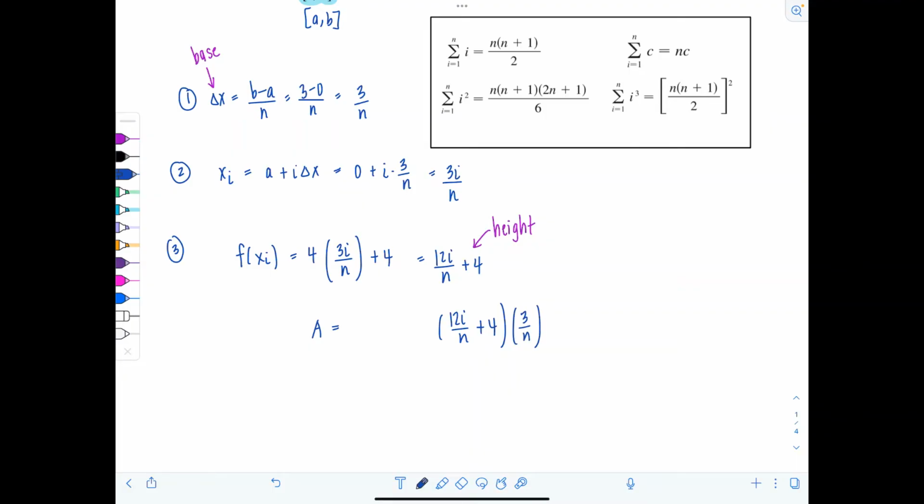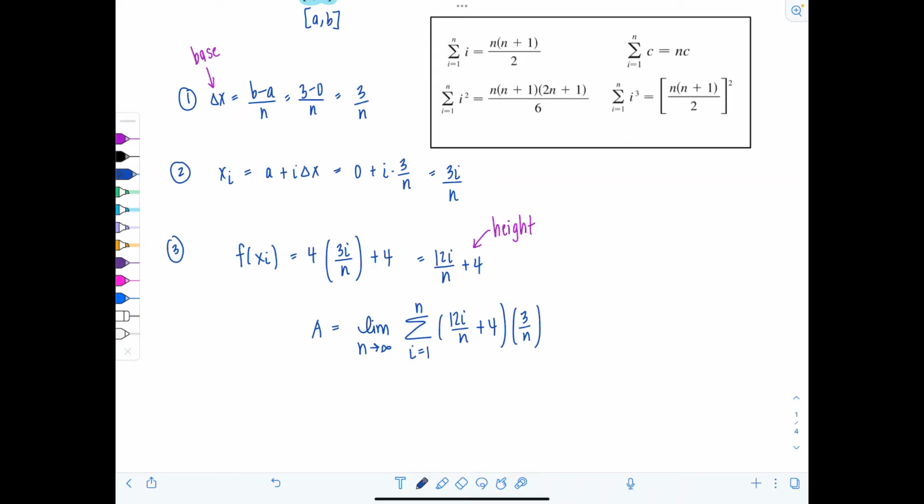And then I think, well, that's the area of one rectangle. I want to add up n rectangles. So go i equals 1 to n. And then we know the more rectangles, the merrier, because the error goes down. So I would love infinitely many rectangles, so error goes to 0. So that's why we add on the limit as n goes to infinity.